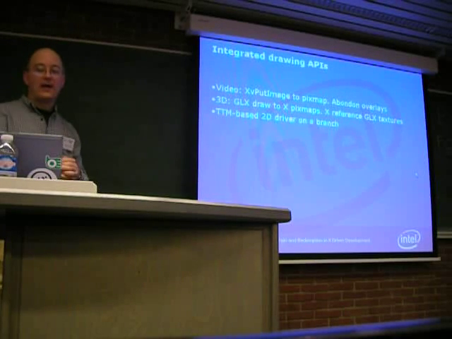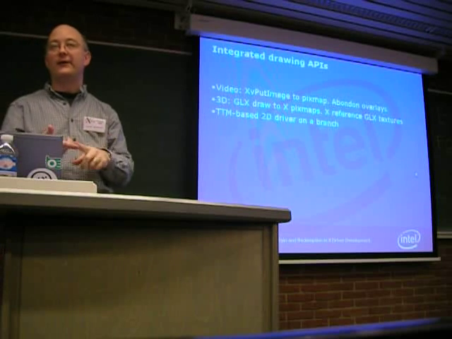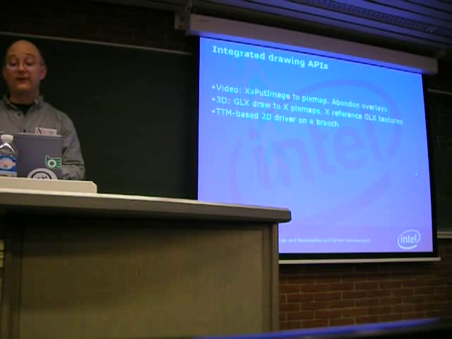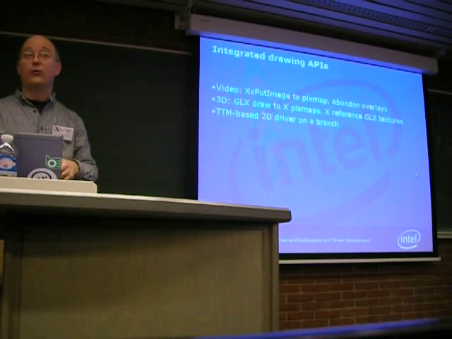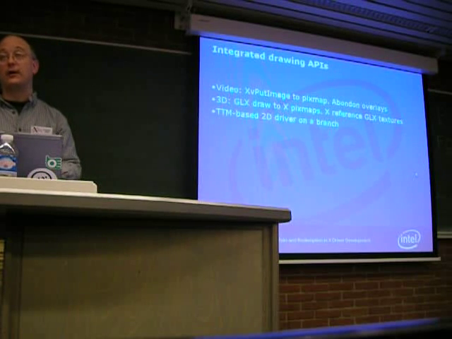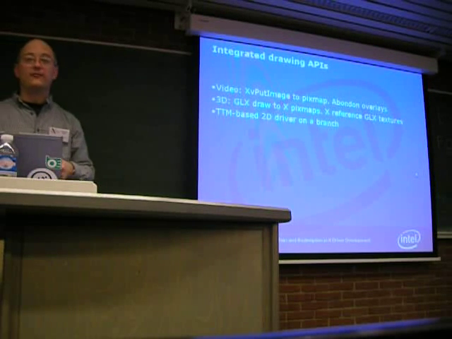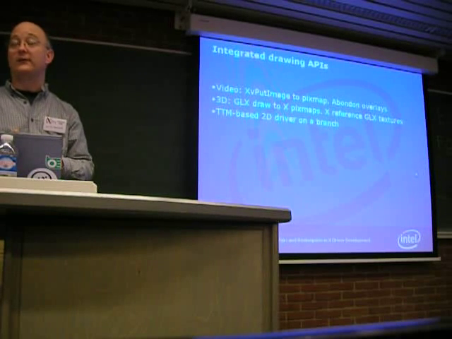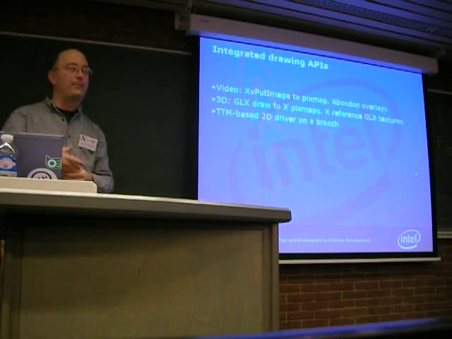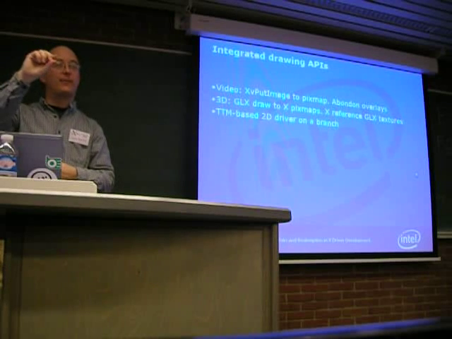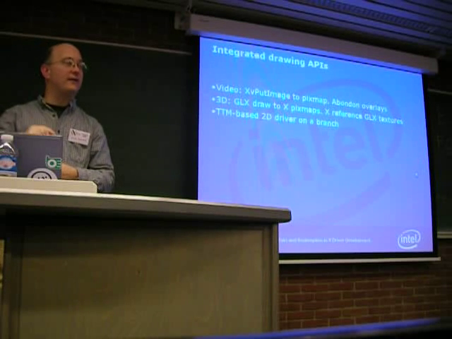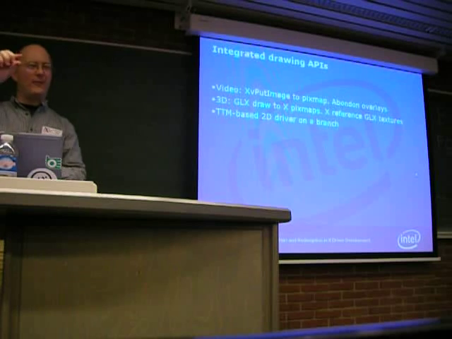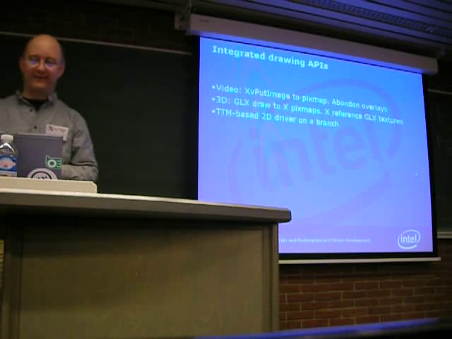We're integrating our drawing APIs. Let's say we have three APIs, video, 2D, and 3D. It's fairly simple to integrate video. The code is already there for doing textured video on lots of hardware. And in fact, the only thing preventing XV from being able to paint to pixmaps is that the drawable and pixmap checks return failure in the XV code right now. It's like, well, why are those two lines of code there?